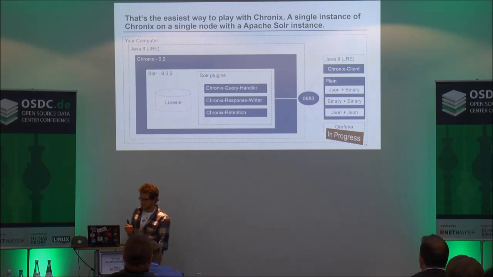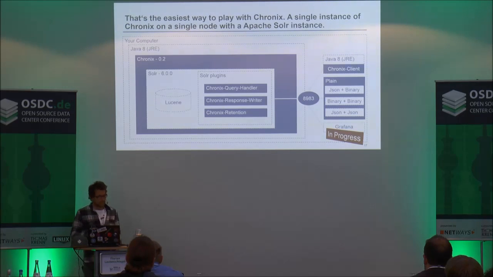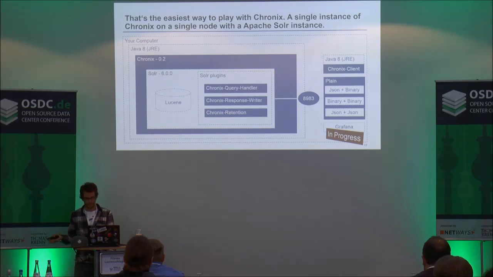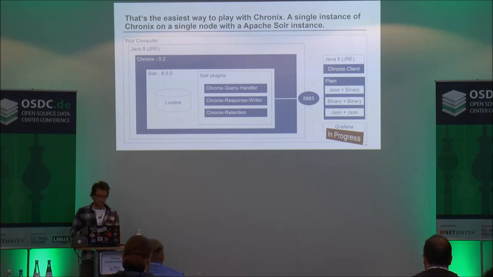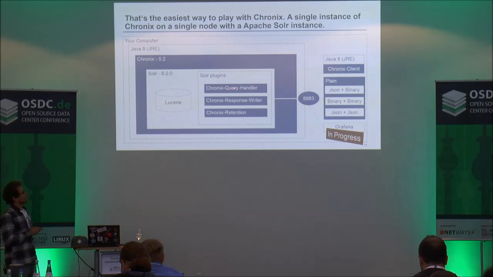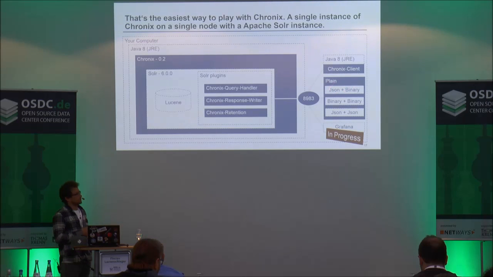So if you want to execute Chronix on your laptop computer, that's the execution view. You have your computer, you need a Java runtime environment version 8 and Chronix. And as one can see, Chronix is only a Solr server with 3 custom plugins. One has the query handler that implements all the functions. One has the Chronix response writer. Typically, if one uses the HTTP interface, Solr reports JSON, and the data is serialized as base 64.